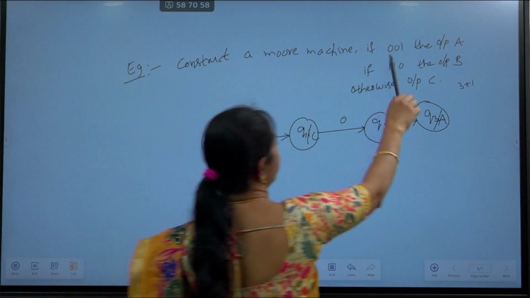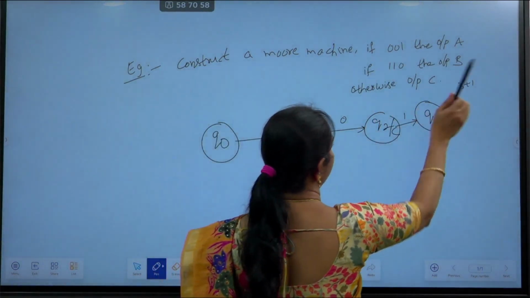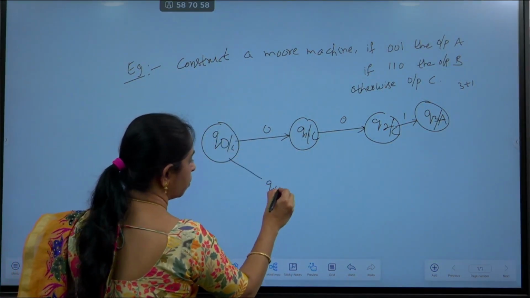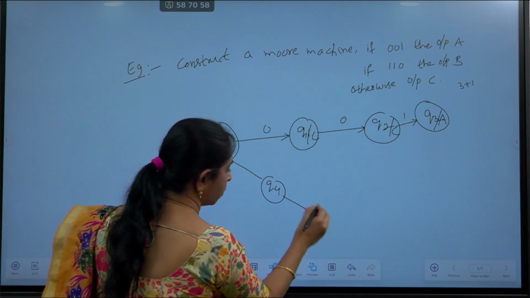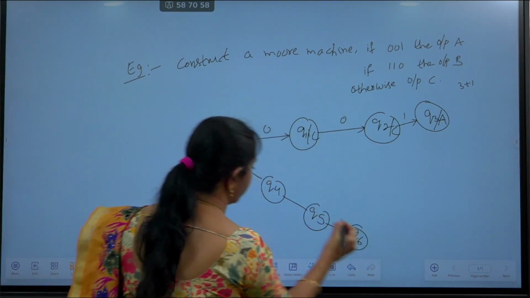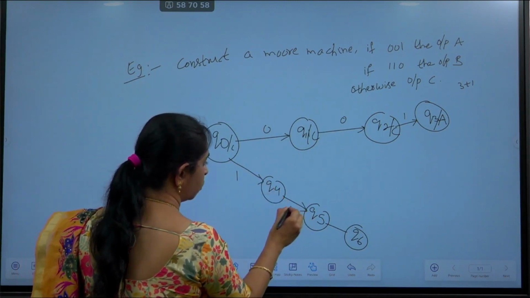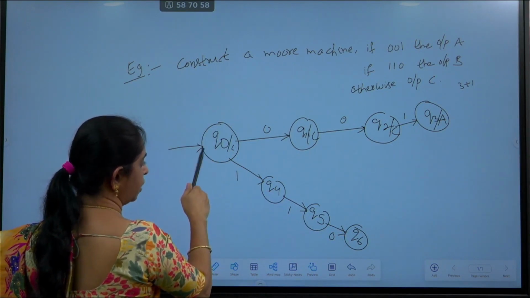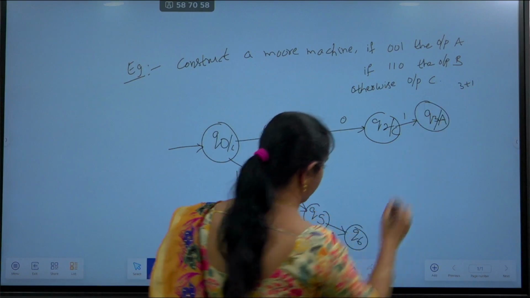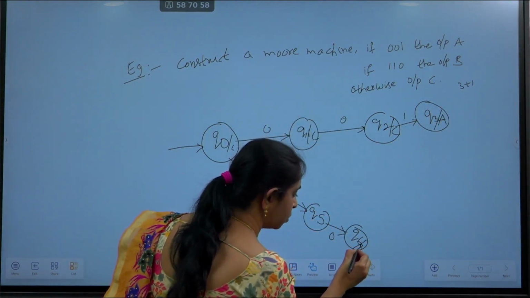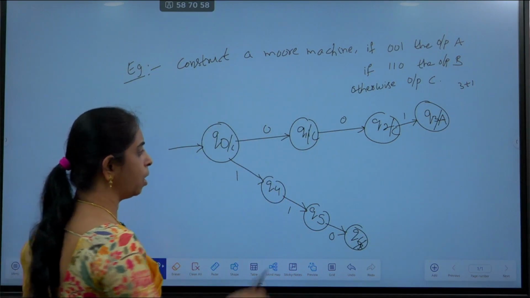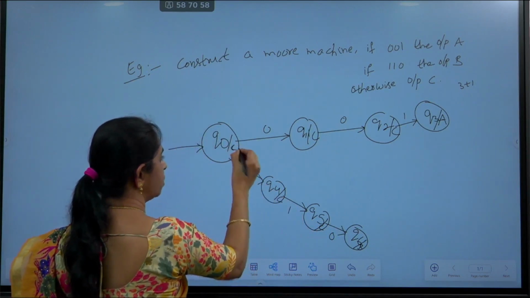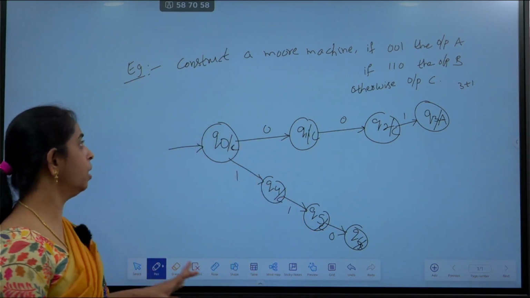Next, coming to one more condition: whenever we have the substring 110, the output is B. So for 110 we represent 1, 1, 0. Whenever we read the input 110 from the initial state, the output is B. The output has to be represented with the state itself in the Moore machine, so we write B here. In the remaining cases, the output is C. So for all the remaining states, we make the output C. Like that we have to draw the Moore machine.